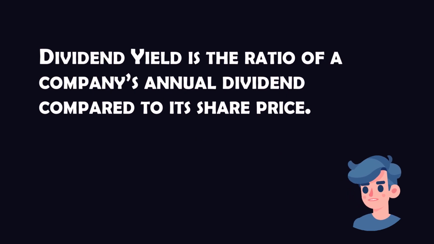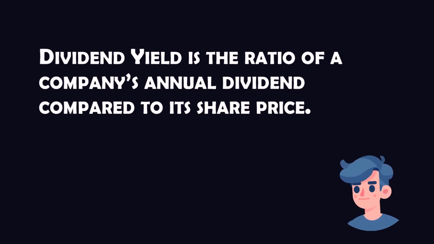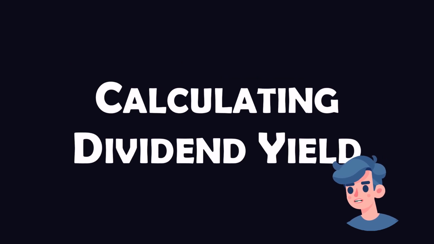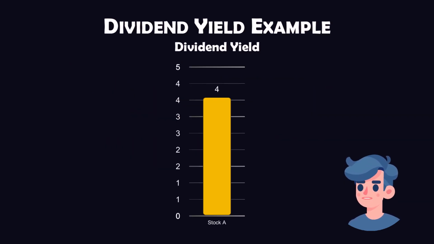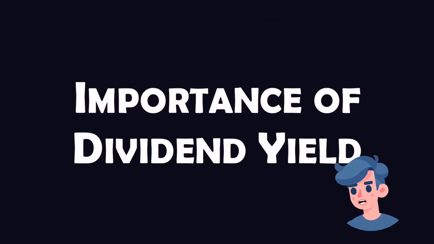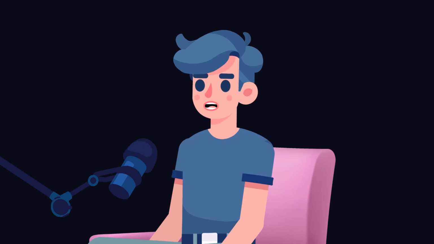Now, an important metric to consider when evaluating dividends is the dividend yield. Dividend yield is a financial ratio that shows how much a company pays out in dividends each year relative to its stock price. The formula for dividend yield is simple: annual dividends per share divided by price per share. For example, if a company pays $4 annually in dividends and its current stock price is $100, the dividend yield is 4%.